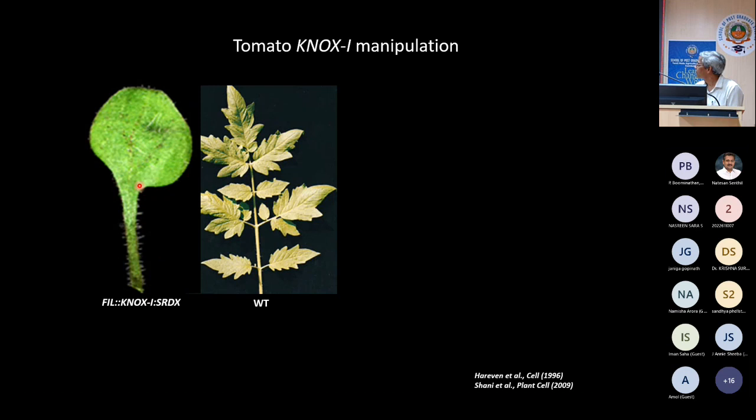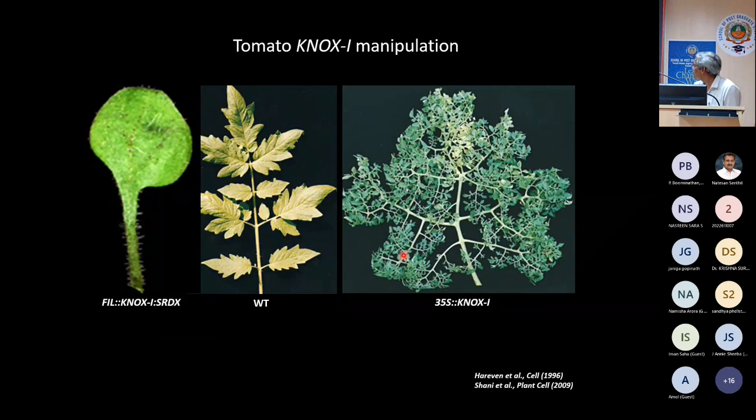It's a simple leaf. So in here also, if you reduce the NOX gene, don't ask me how they reduced it. They actually took one promoter which is expressed in the leaf region, and they converted the NOX transcriptional activator into a transcriptional repressor by adding one protein domain called SRDX. Anyway, never mind. Suffice to say that NOX is normal here, NOX is less here. You have converted from compound to simple. You increase the NOX gene in tomato. Look at that. This is a single tomato leaf.